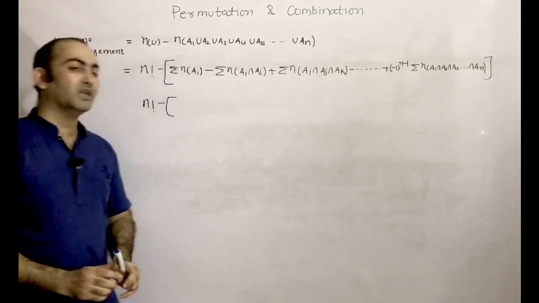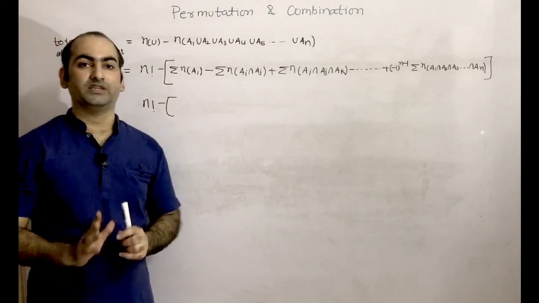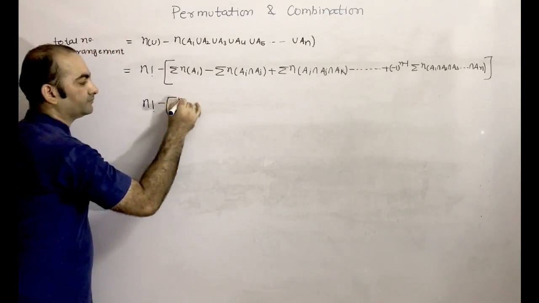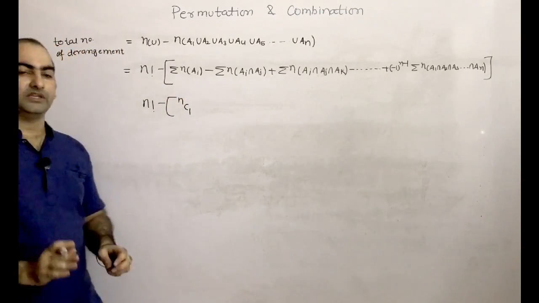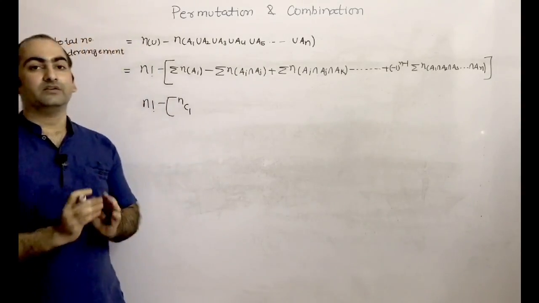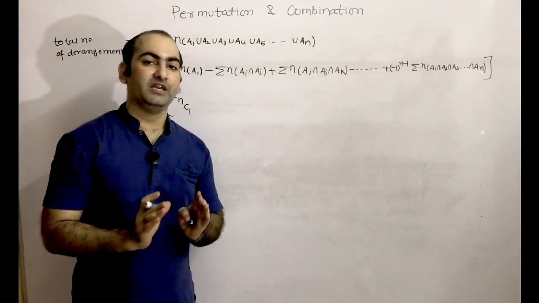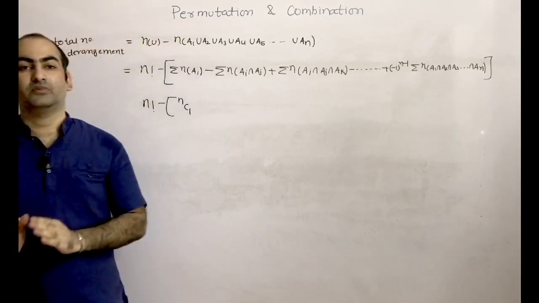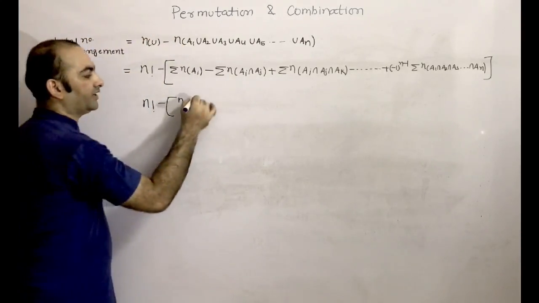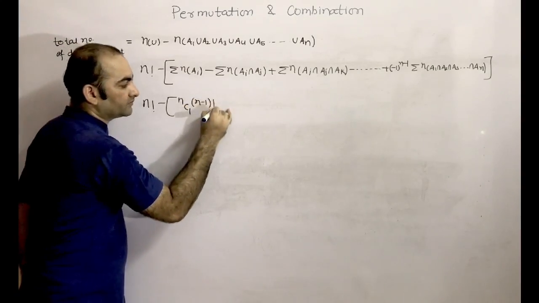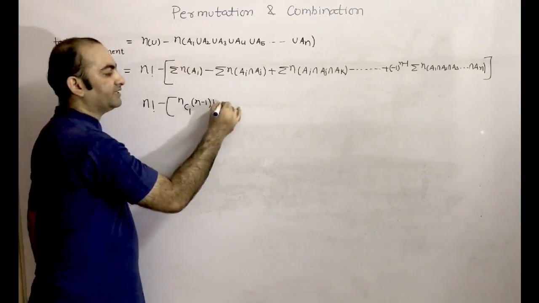So what will come? Out of n things we have to select one thing, that is nC1. Now we have to arrange that one thing at the correct place. How many ways? Only one way. The remaining n minus one things we can arrange in any number of ways, that is n minus 1 factorial. Minus, next is what?